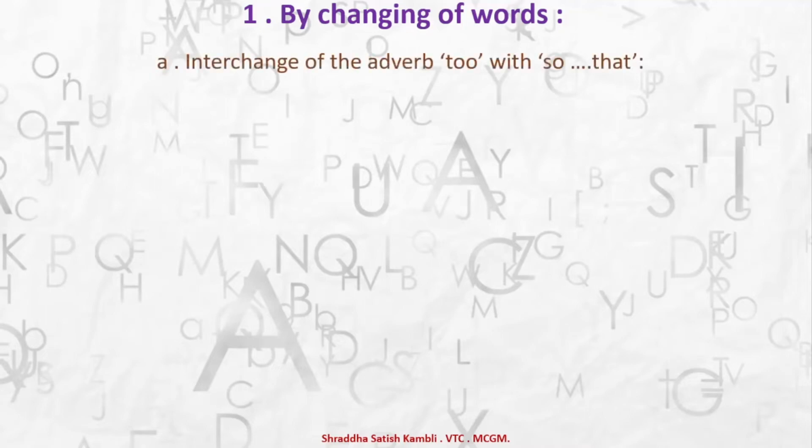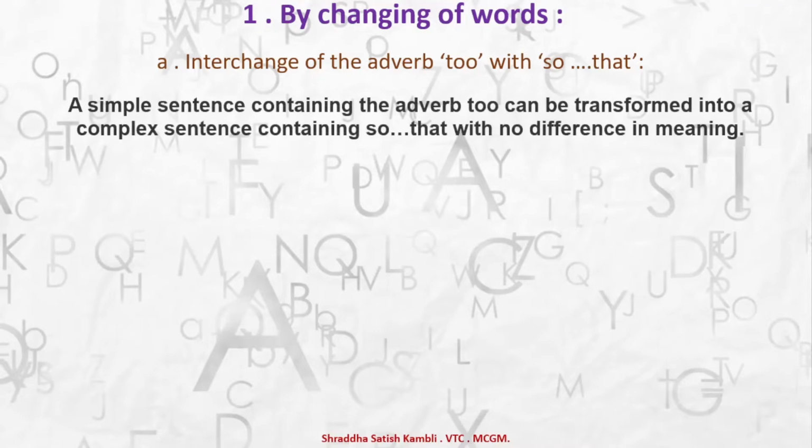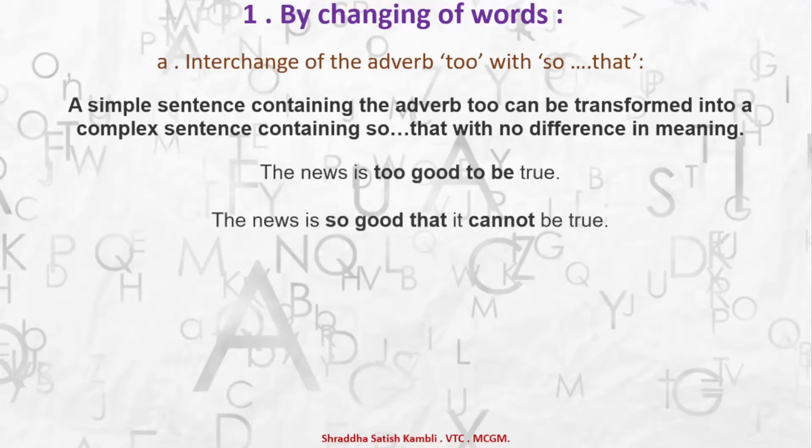So, see, when you interchange the adverb "to" with "so that," all right, there is the adverb "to" in a sentence. You're picking out the "to" and you're adding "so that." What are you doing? You're transforming the sentence by changing the words. A simple sentence containing the adverb "to" can be transformed into a complex sentence containing "so that" with no difference in meaning. How? Let's take a look at some examples.